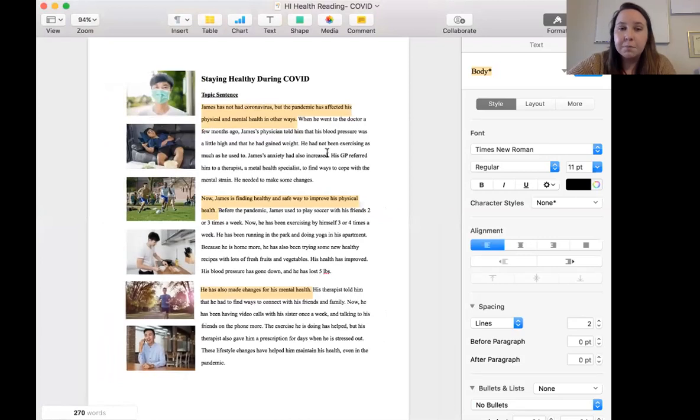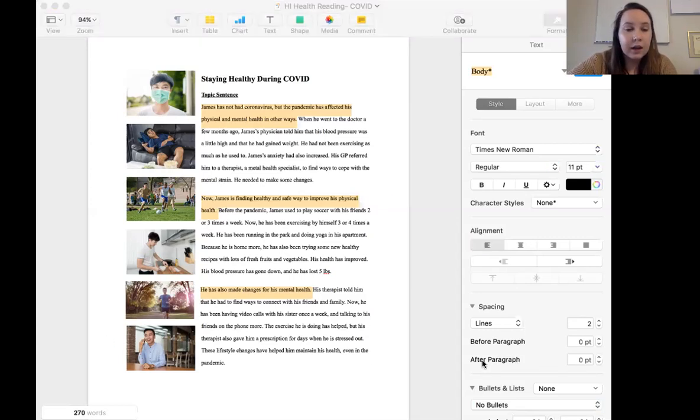So now, based on the title, based on the pictures, we have an idea of what this is about. And now, based on these topic sentences, we know that the first paragraph is about how his health changed during the pandemic. The second paragraph is about his physical health. And the third paragraph is about his mental health. Now, I have sent you this so that you can read it.